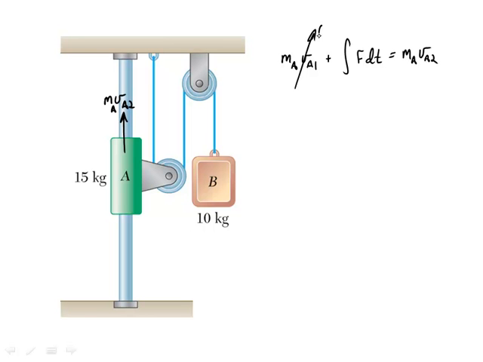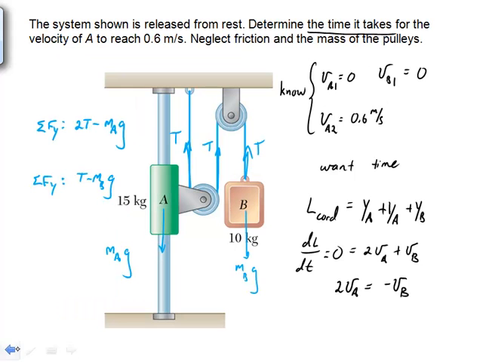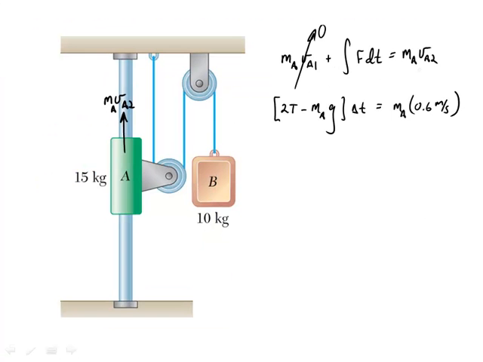Now this is 0 because it starts from rest. And the force is going to be 2T minus the mass of A times g. Now keep in mind, these are constants, so they're going to come out of the integral. And so I'm just going to put in a delta t here after I've done the integration. That's going to equal the mass of A times the velocity of A later. But keep in mind, I'm looking at velocity of A as being 0.6 meters per second. That's the velocity of A2.